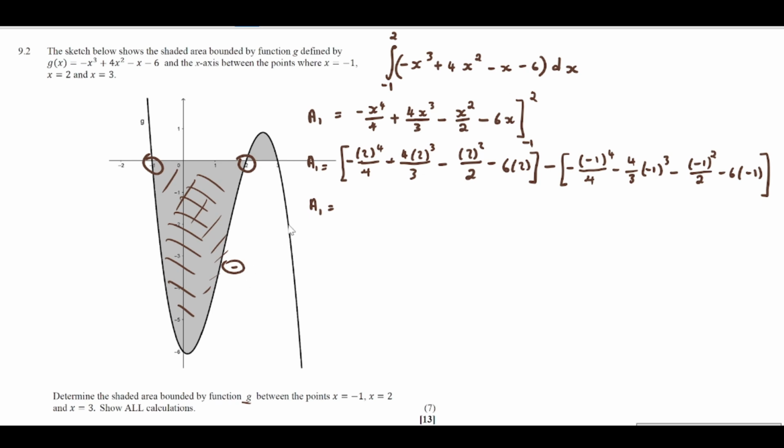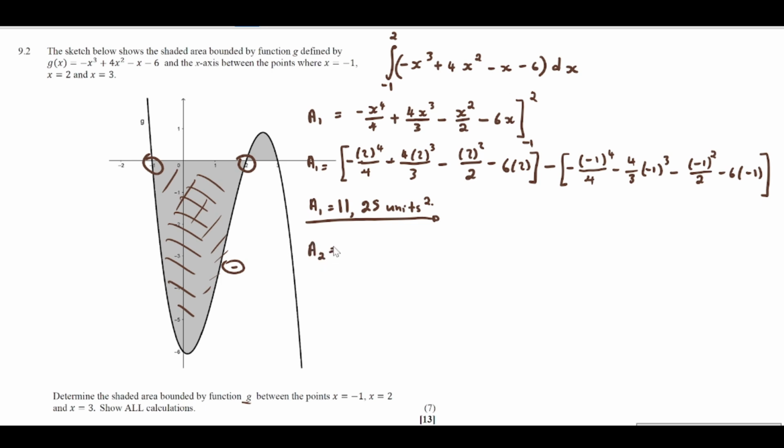So you can just write it as a positive value, 11.25 units squared. Even if it's negative, just write it as positive, because the negative sign only indicates that the area is below the x-axis. So we have area number 1, there it is, and then we're going to find area number 2.